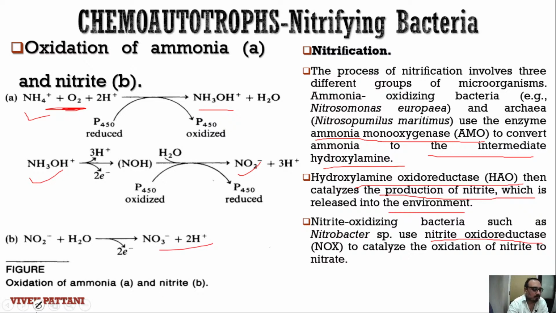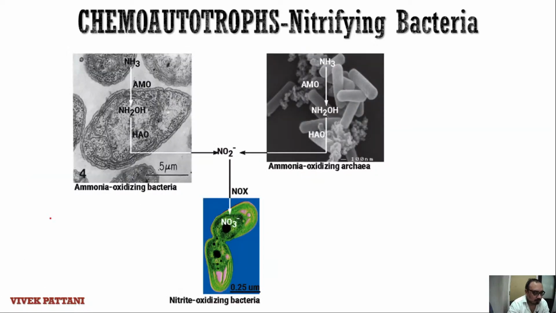Okay, now moving further. The mechanism is shown here. Ammonia oxidizing bacteria will convert ammonia into nitrites, and this is another one. This one is an archaea, and this one is an ammonia oxidizing bacteria. This will be passed on to the nitrite oxidizing bacteria.